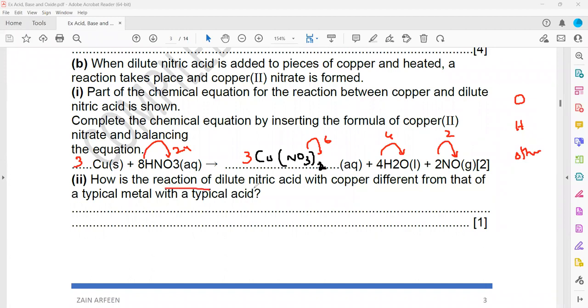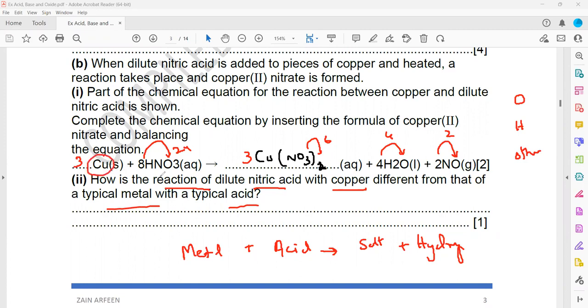How is this reaction of dilute nitric acid with copper different from the typical metal with acid? Look, when a metal reacts with an acid, what is the product? What are the products when a metal reacts with an acid? Salt plus hydrogen. But how is this different? Here we have a metal reacting with acid, giving salt, water and oxide of nitrogen.